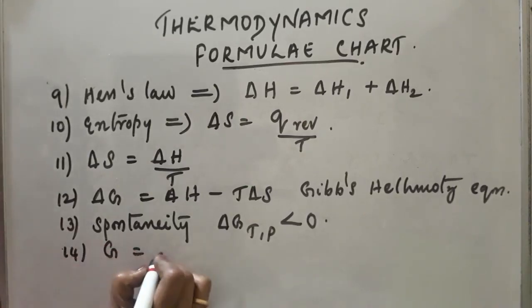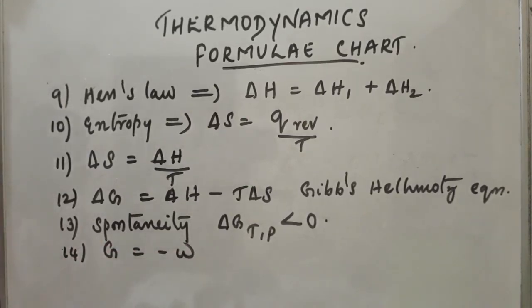Next, delta G is equal to minus W, that is work done, useful work. Delta G, change in Gibbs energy, will be equal to useful work.